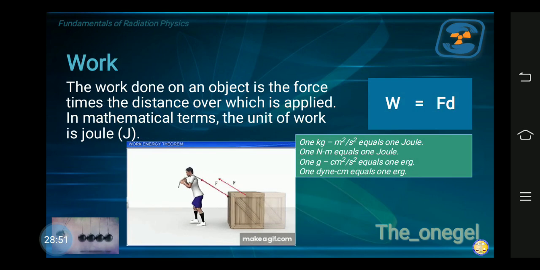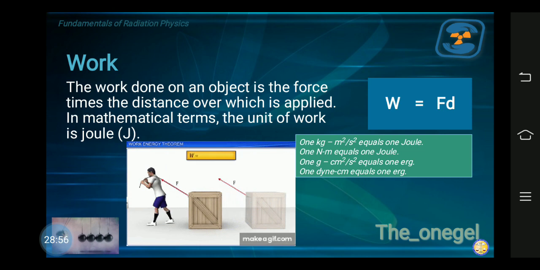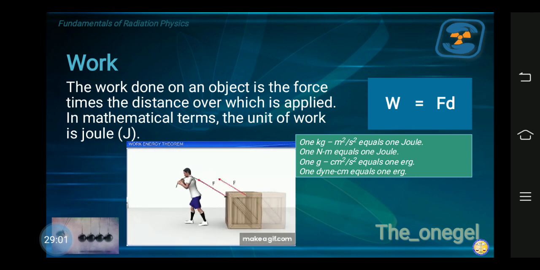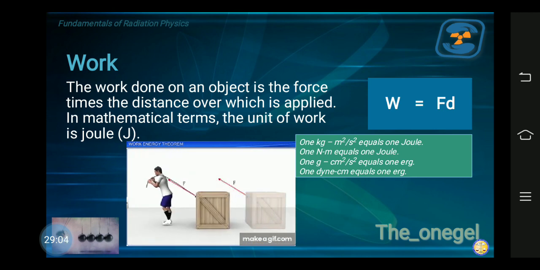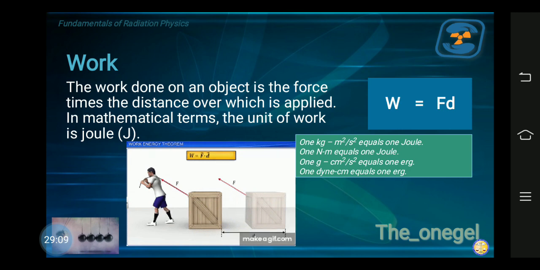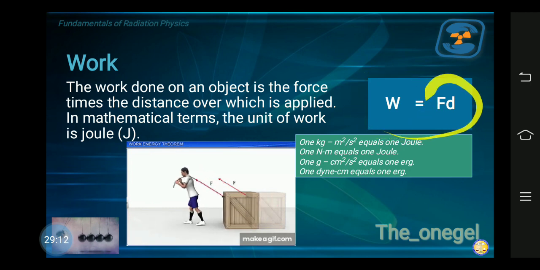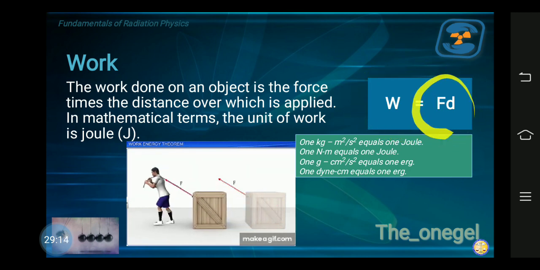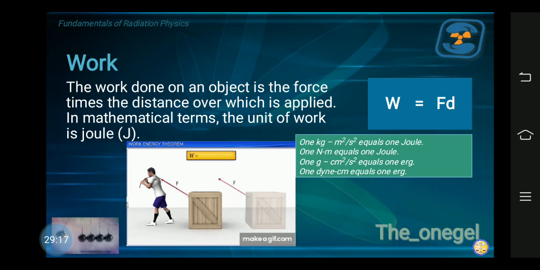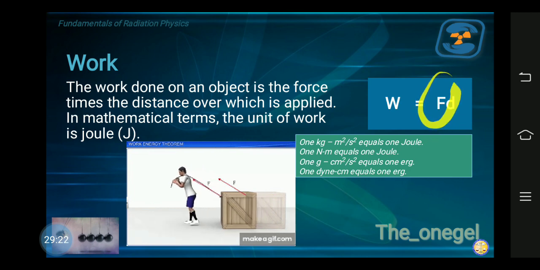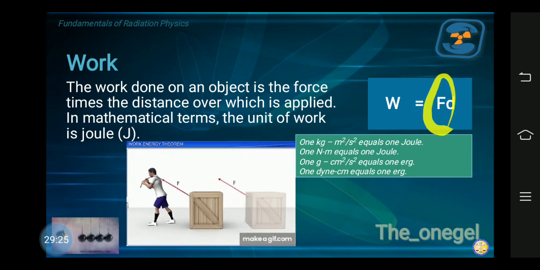Okay, so we have work. Work done on an object is the force times the distance over which it is applied. In mathematical terms, the unit of work is the joule. So we have the formula work equals force times distance. And we already know, as we said earlier, that the SI unit for force is Newton. So Newton times meter will give you joule.